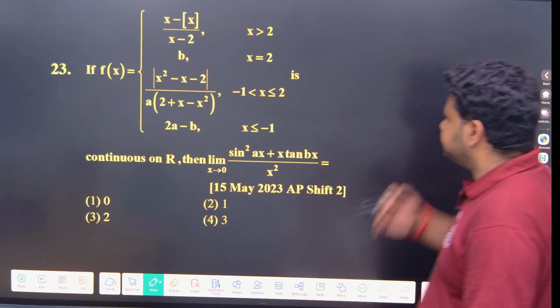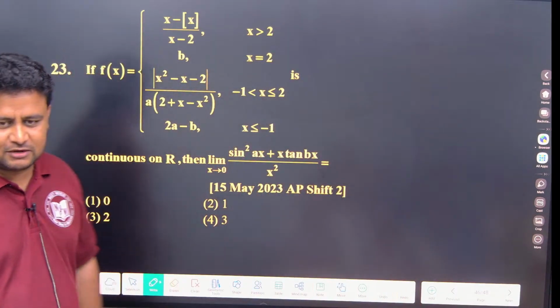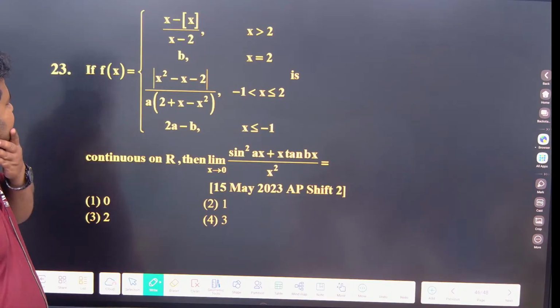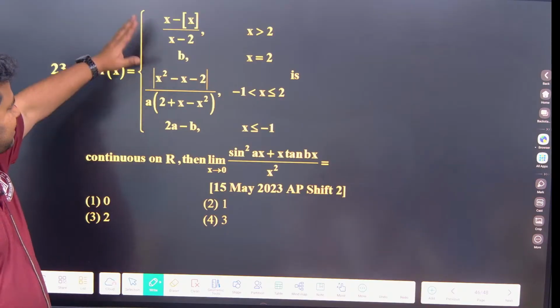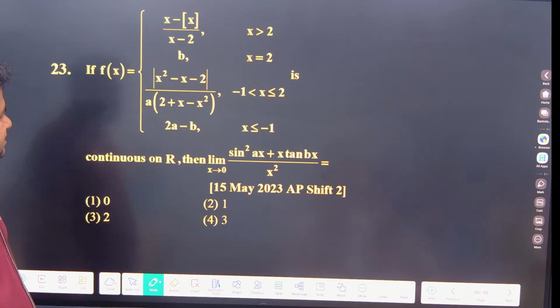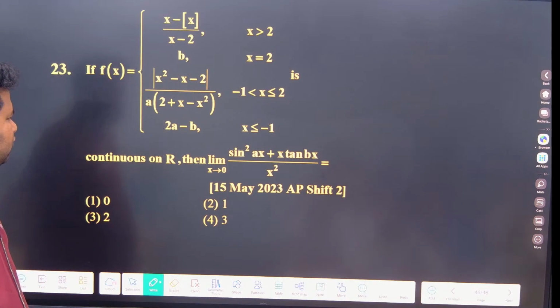Look at this. Look at the approach you have to think about. I know you are already looking, but I am asking for the approach. See here, what is the question that they are telling? If f(x) is given like this and is continuous on R, then they are asking the limit of sin²(ax)·x·tan(bx)/x² as x tends to 0. How to do this?